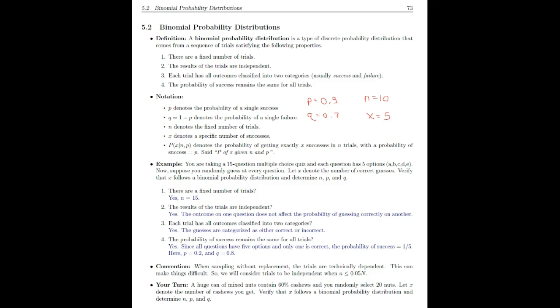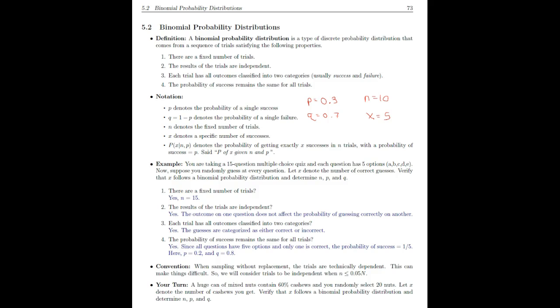And here's some notation used in the textbook. P of X given N, comma P, denotes the probability of getting exactly X successes in N trials with a probability of P for the success.